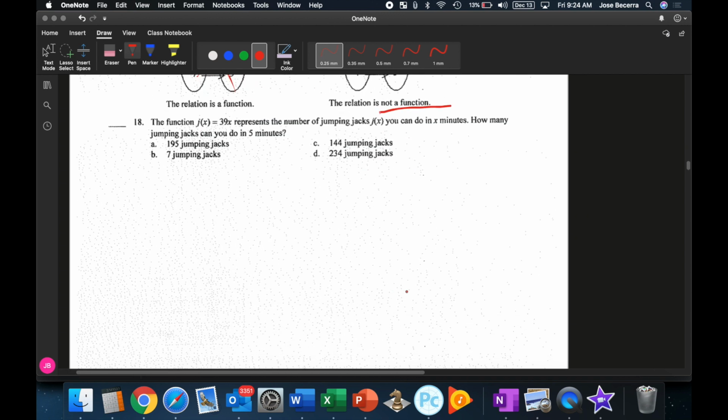The function j of x is equal to 39x, and it represents the number of jumping jacks you can do in x minutes. How many jumping jacks can you do in 5 minutes? What do you guys think we have to do? 39 times 5, right? 5 times 9 is 45. 5 times 3 is plus 4. How many jumping jacks can you do?